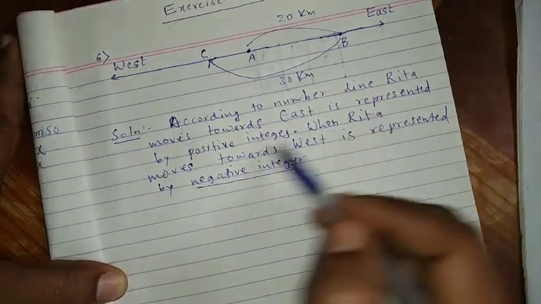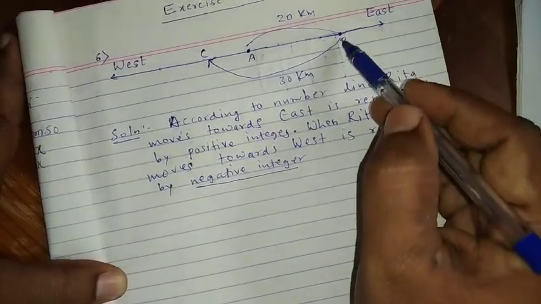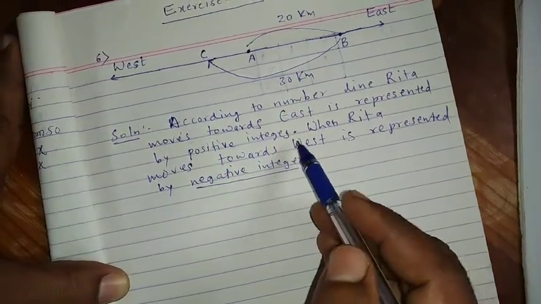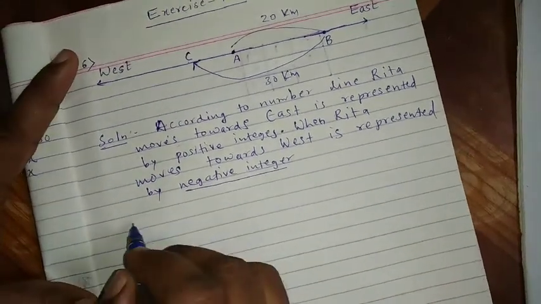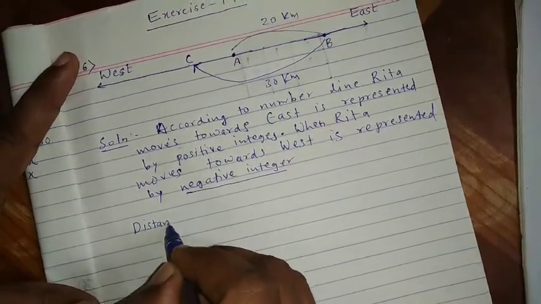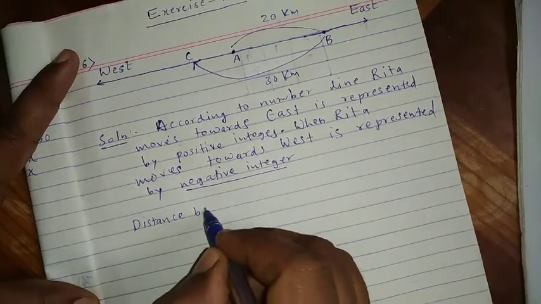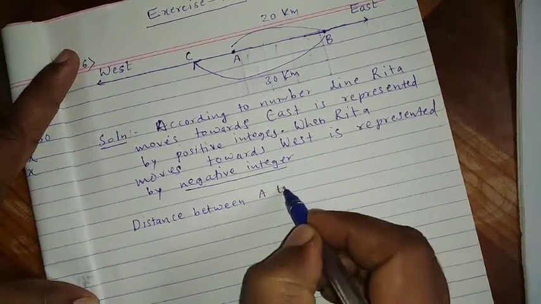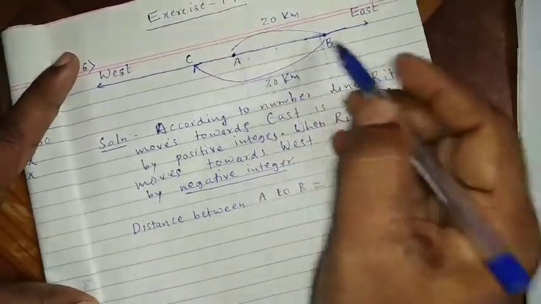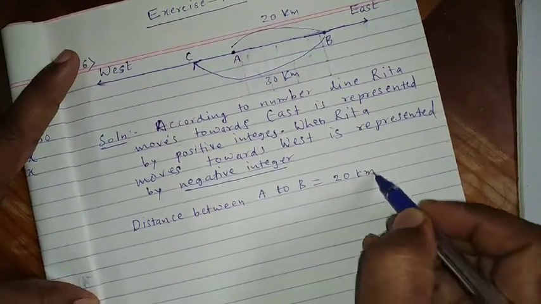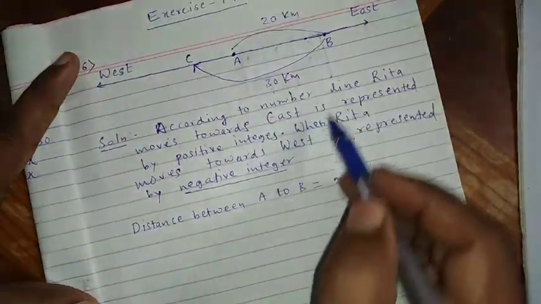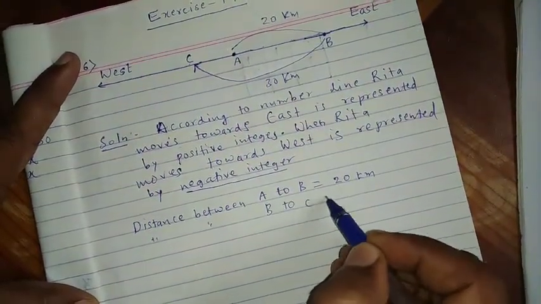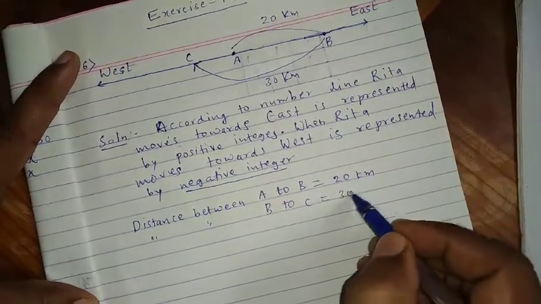When Rita moves towards west, it is represented by a negative integer. Okay, students, see what happens next. Distance between A to B is how much? It is 20 kilometers. From A to B it is 20 kilometers. Next, distance between B to C. How much is it? 30 kilometers.